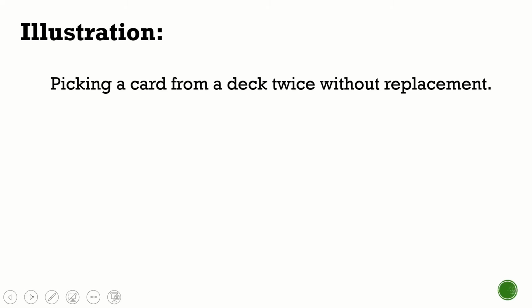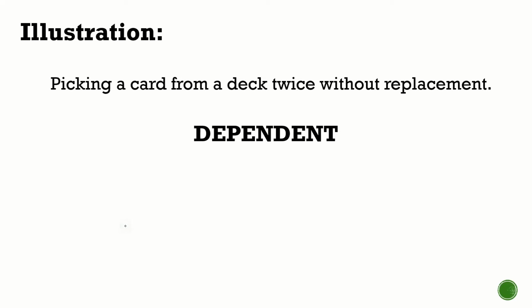Picking a card from a deck twice without replacement. So let's say you have 52 cards. You pick one. Now the remaining cards are just 51, so the probability of getting another card from those 51 is going to be affected because your denominator is 51. Originally it's 52, so since the denominators are different, this is an example of a dependent event, because the first event is going to affect the probability of the second event.